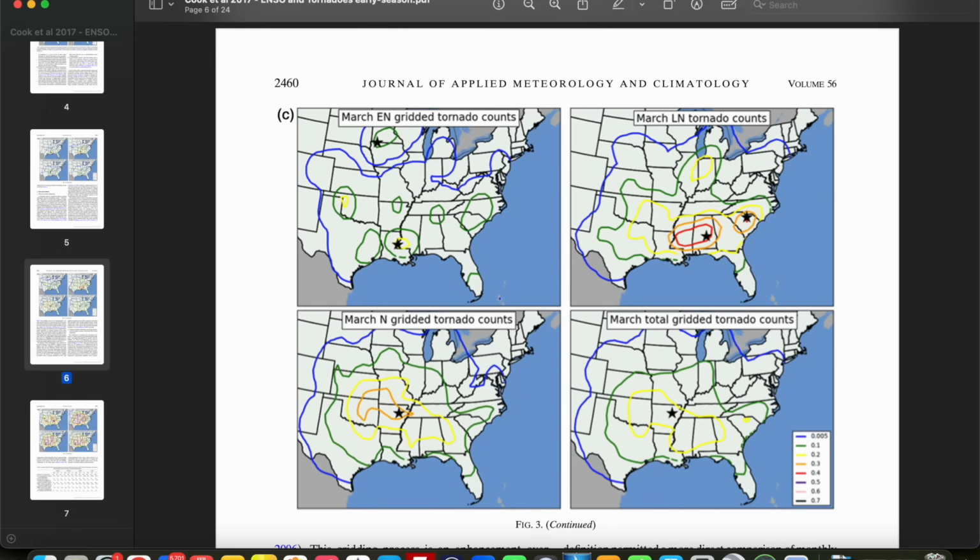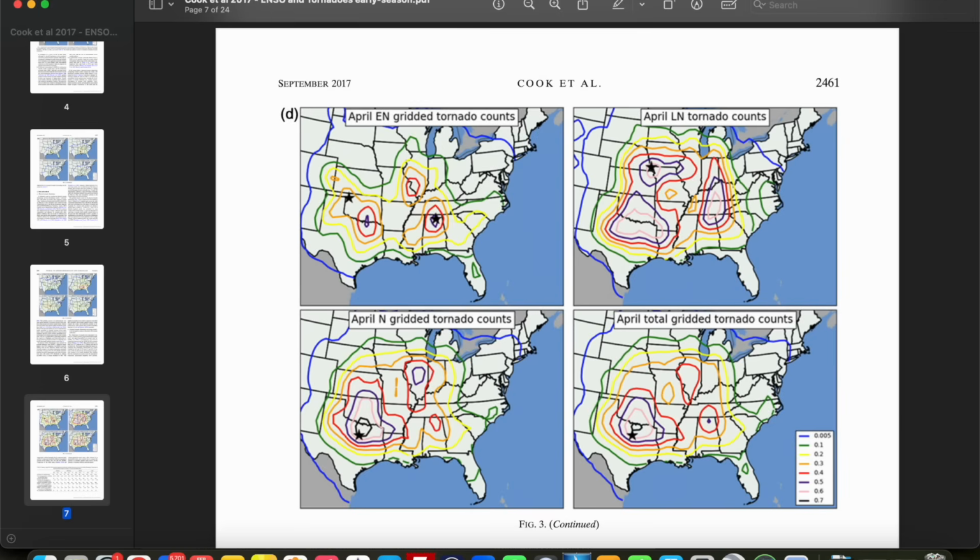for both La Niña and neutral Marches, with no real apparent hotspot, except maybe down along the Gulf Coast in the Louisiana-Mississippi area. In El Niño Aprils, we see a similar decreased tornado frequency versus La Niña and neutral Aprils, with the most favored areas occurring in the southern plains and southeast.